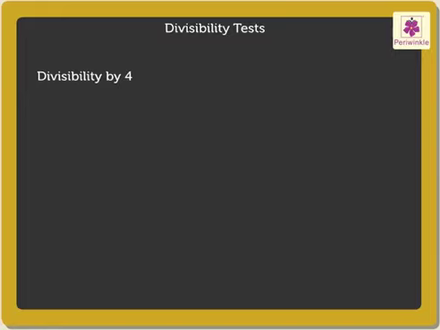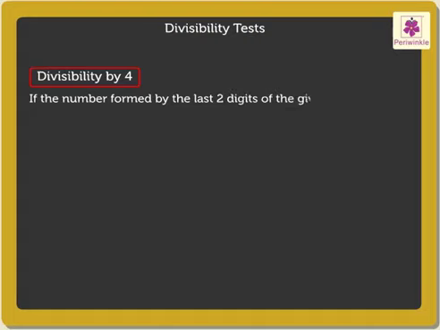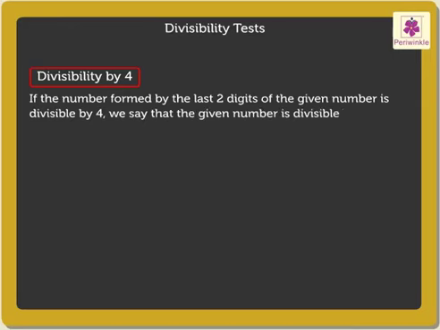Divisibility by 4. If the number formed by the last two digits of the given number is divisible by 4, we say that the given number is divisible by 4. For example, look at the number 164. Its last two digits form the number 64, which is divisible by 4. Thus, the whole number 164 is divisible by 4.